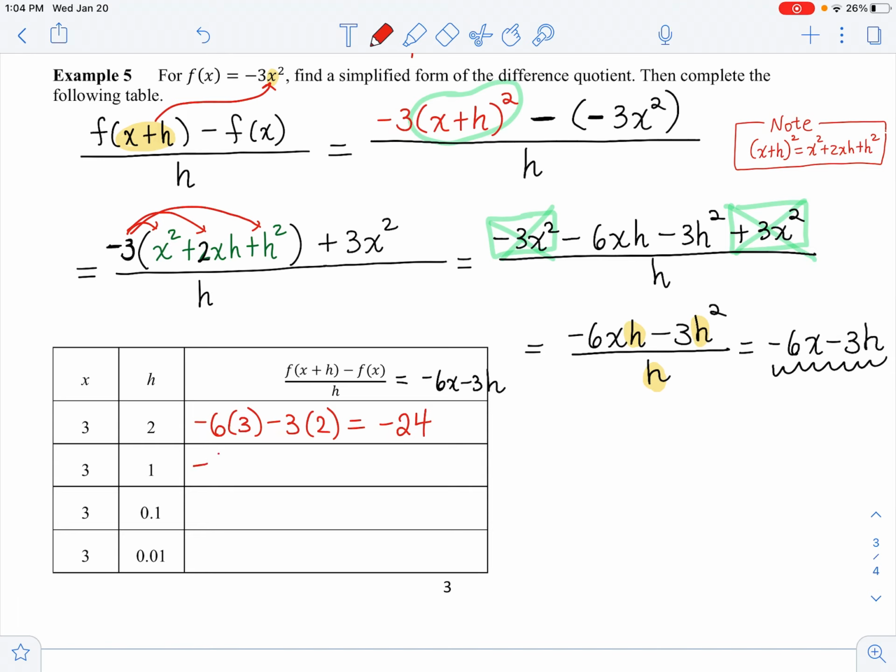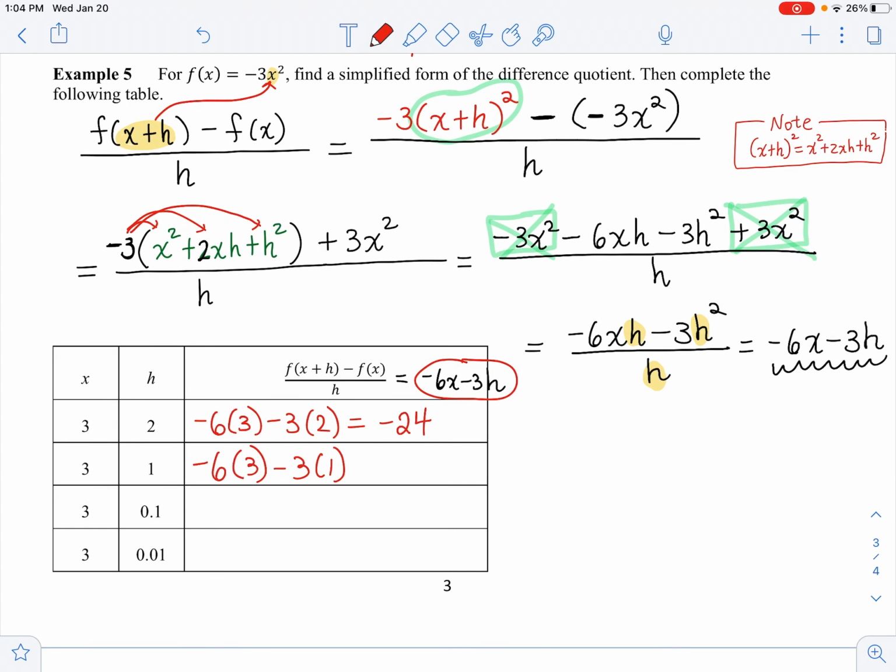So the difference quotient is negative 6x plus negative 3h. So let's plug in the x of 3 and h of 1. So that's going to be, I hear my baby crying downstairs, negative 21. All right, keep going. Negative 6 times 3 minus 3 times 0.1.